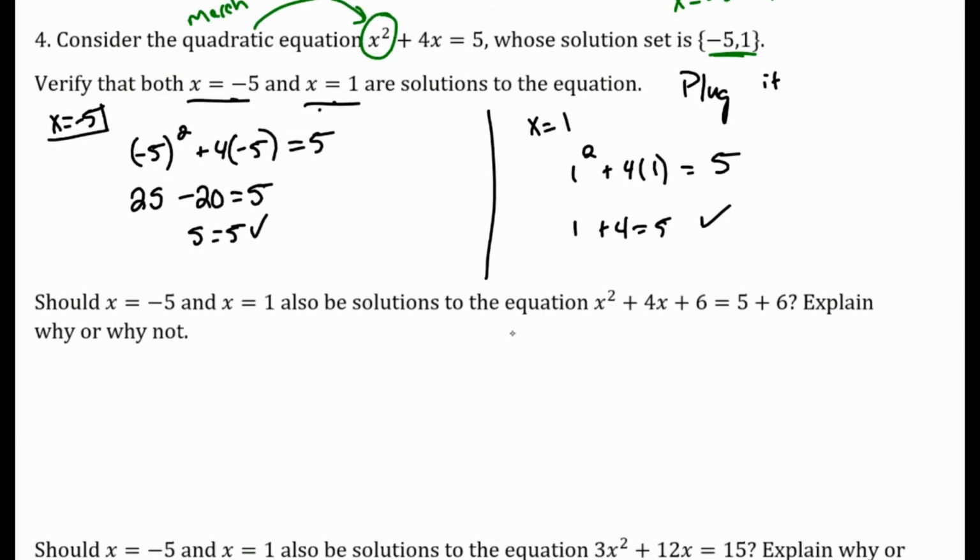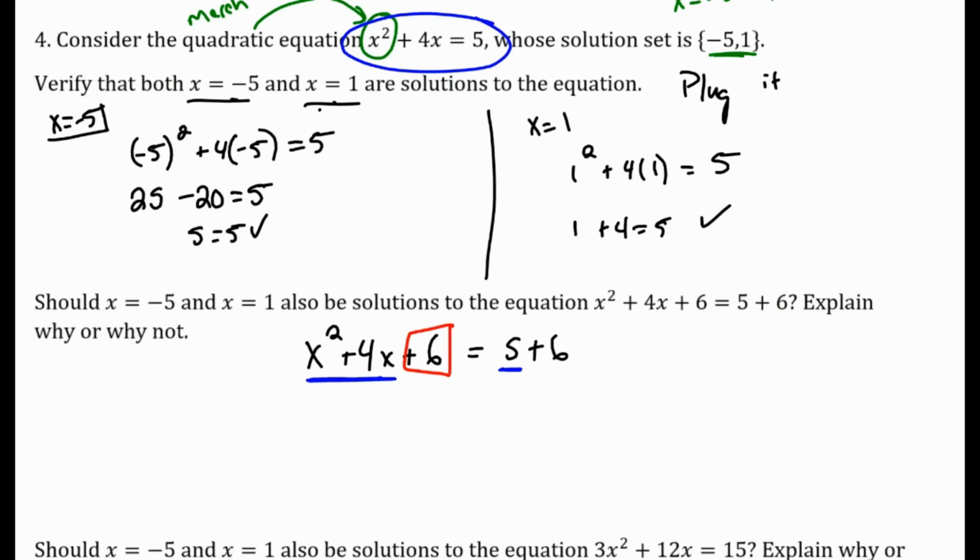Should these be solutions to this new equation? Well, let's look at this new equation here. x squared plus 4x plus 6 equals 5 plus 6. Well, how does this relate to this original equation I have up here? x squared plus 4x equals 5. It looks like I added 6 to both sides.